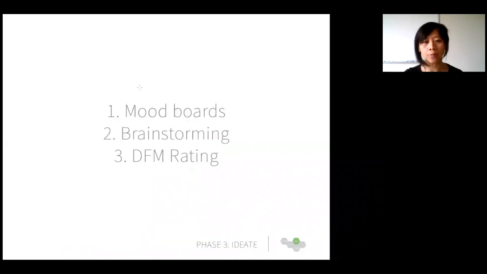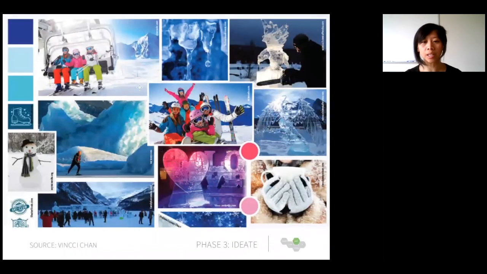And once you really understand your user and their problem, then you would start the ideate phase. For this phase, there are 3 different parts I would like to focus on. The first one is something called mood boards, and this is what you want your final product to look like or feel like. This is something where you really want to trigger emotions. For example, in this picture, you're looking at a product or service that gives you a lot of wintry, fun feelings.